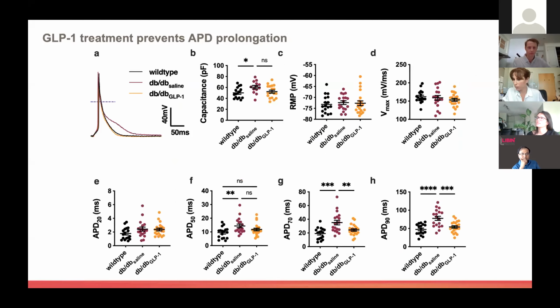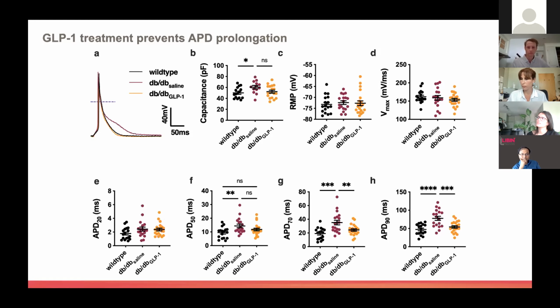Perhaps most strikingly, at the cellular level, we actually see a complete rescue in action potential duration. So these figures were conducted with patch clamp electrophysiology in isolated atrial cells. And so we do see a slight improvement in cell capacitance, which is a marker of cell size. So this indicates that there might be some improvement in atrial hypertrophy with GLP-1 treatment. No changes in the resting membrane potential or upstroke velocity of the action potential, but again, a complete rescue in action potential duration. And this is going to prevent events like afterdepolarizations and reduce events that will trigger arrhythmia in these animals.